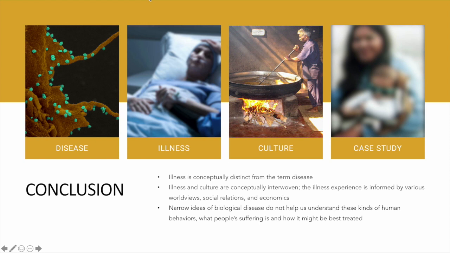We could, again, thinking critically, also look at how disease and culture are conceptually interwoven. The kind of way of life that makes a disease orientation understanding possible. Both disease and illness, in that sense, would be informed by various worldviews, social relations, and economics. The point, I think, being, and particularly with the example or case study that I spoke about for Norway and for Tamil refugees, a too narrow idea of biological disease really doesn't always help us as anthropologists understand various kinds of human suffering and human disorder, what that disorder really is and how it may be best treated for them.